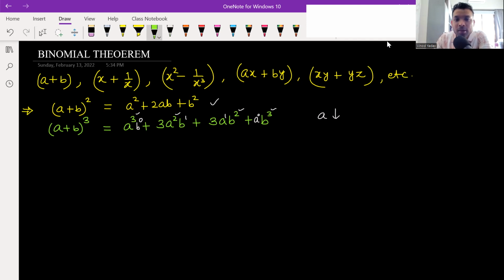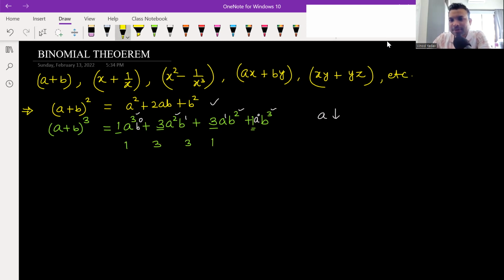Cool. Secondly, the coefficients, meaning the numerical numbers attached with every a and b: 1, 3, 3, and here also there is 1, right? So how did I get these coefficients 1, 3, 3, and 1?